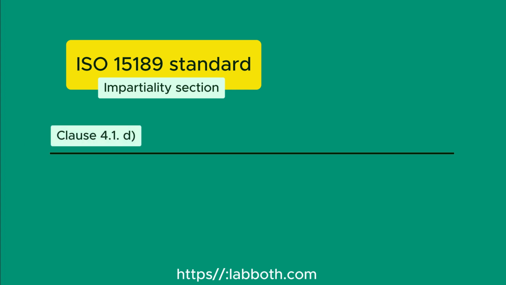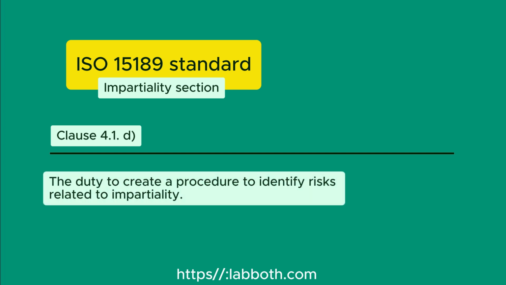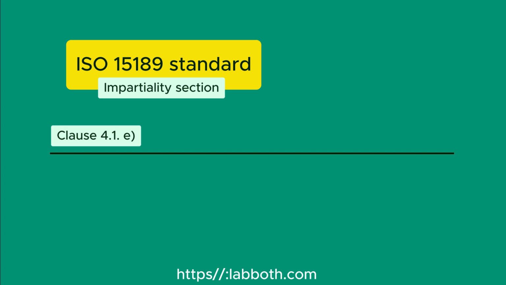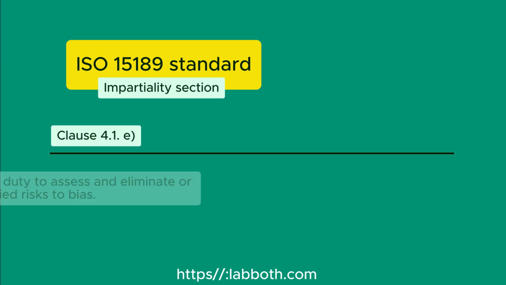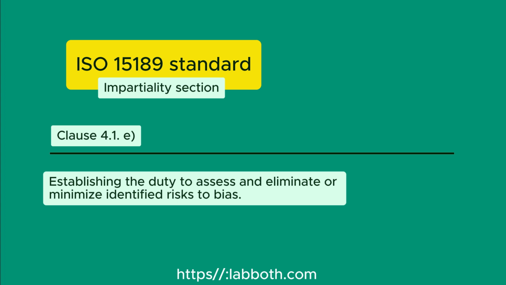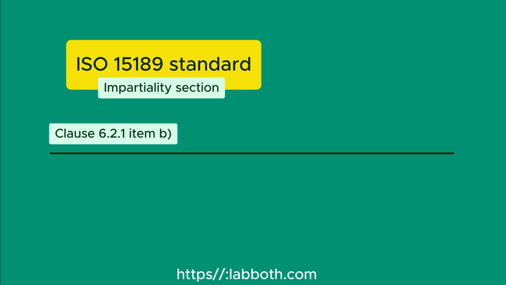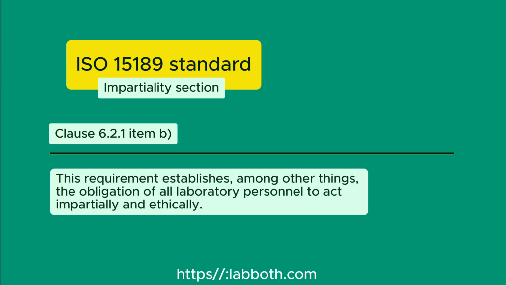Clause 4.1 D. This section addresses the duty to create a procedure to identify risks related to impartiality. Clause 4.1 E. This section complements item 4.1 D, by establishing the duty to assess and eliminate or minimize identified risks to impartiality. Clause 6.2.1 item B. This requirement establishes, among other things, the obligation of all laboratory personnel to act impartially and ethically.